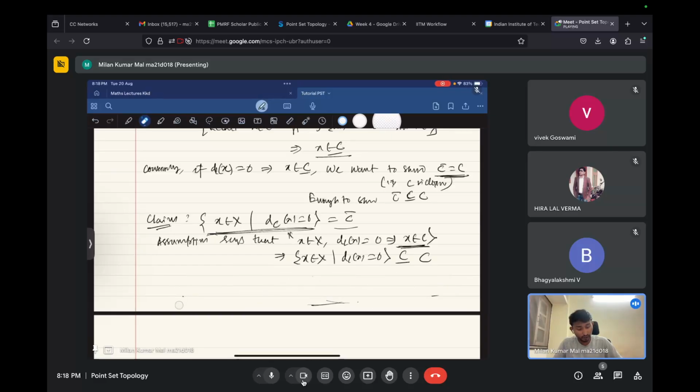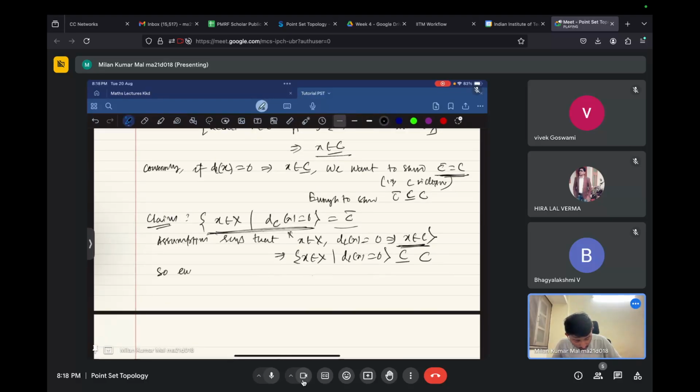So it is enough to prove the above claim. I will prove this one, but is it clear why it is enough to prove the claim? Because this is the assumption: if x belongs to X such that d_C(x) equals 0, then x must be in C.